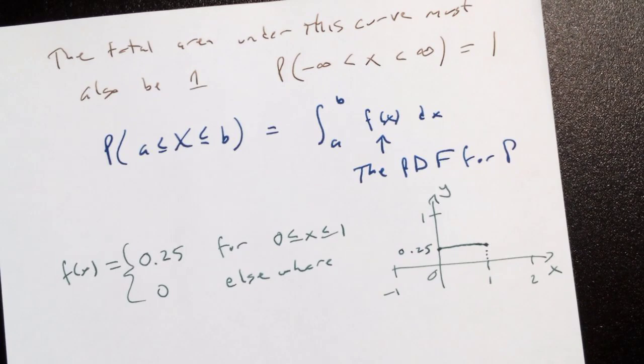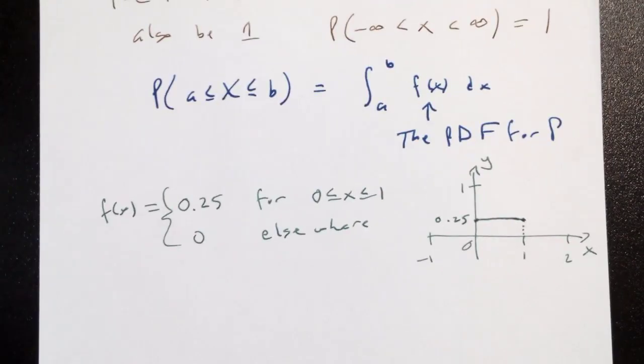So my question to you is, is this a valid PDF? It's a function. Can I use it as a probability? It needs to obey two rules. Are the values ever negative? The values are either 0 or a quarter. The values are always non-negative. That's good. Is the total area in that box 1?